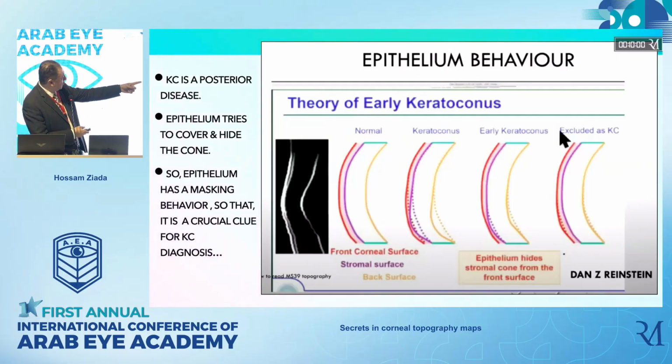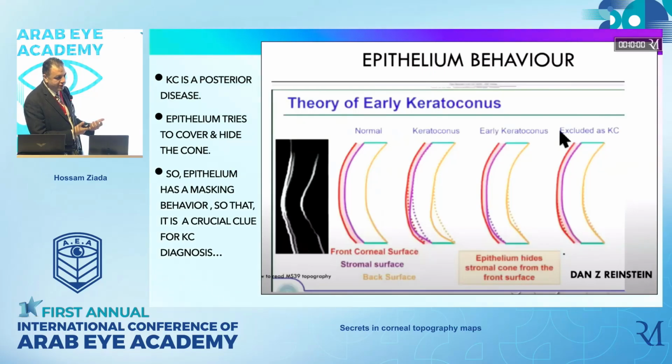But at the end, you will find a thicker epithelium on top of the cornea because of opacity or because of another pathology, like in vernal disease. You will find that there is a thickening of the epithelium, while the corneal thickness is still the same. There is no thinning and there is no cone.